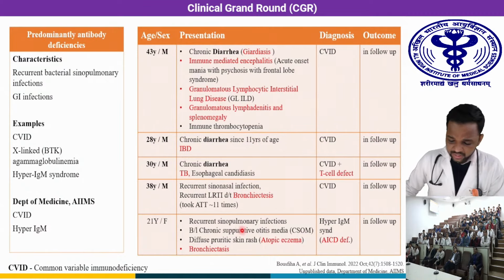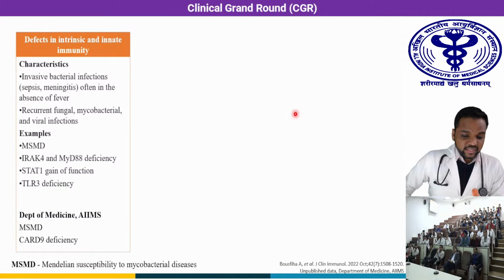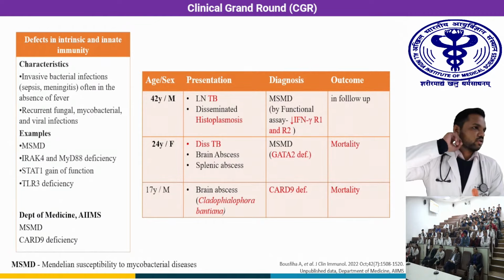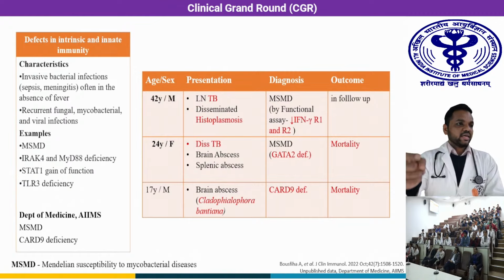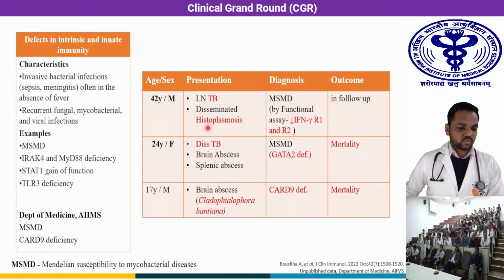In the hyper IgM case, the patient presented with atopic eczema and bronchiectasis. Coming to the second category, that is defects in intrinsic and innate immunity, the common examples are MSMD and CARD9. MSMD is Mendelian susceptibility to mycobacterial disorders. It doesn't mean that they only present with mycobacteria, but they also have a predilection for the dimorphic fungi. In one of our cases, the patient presented with histoplasmosis.